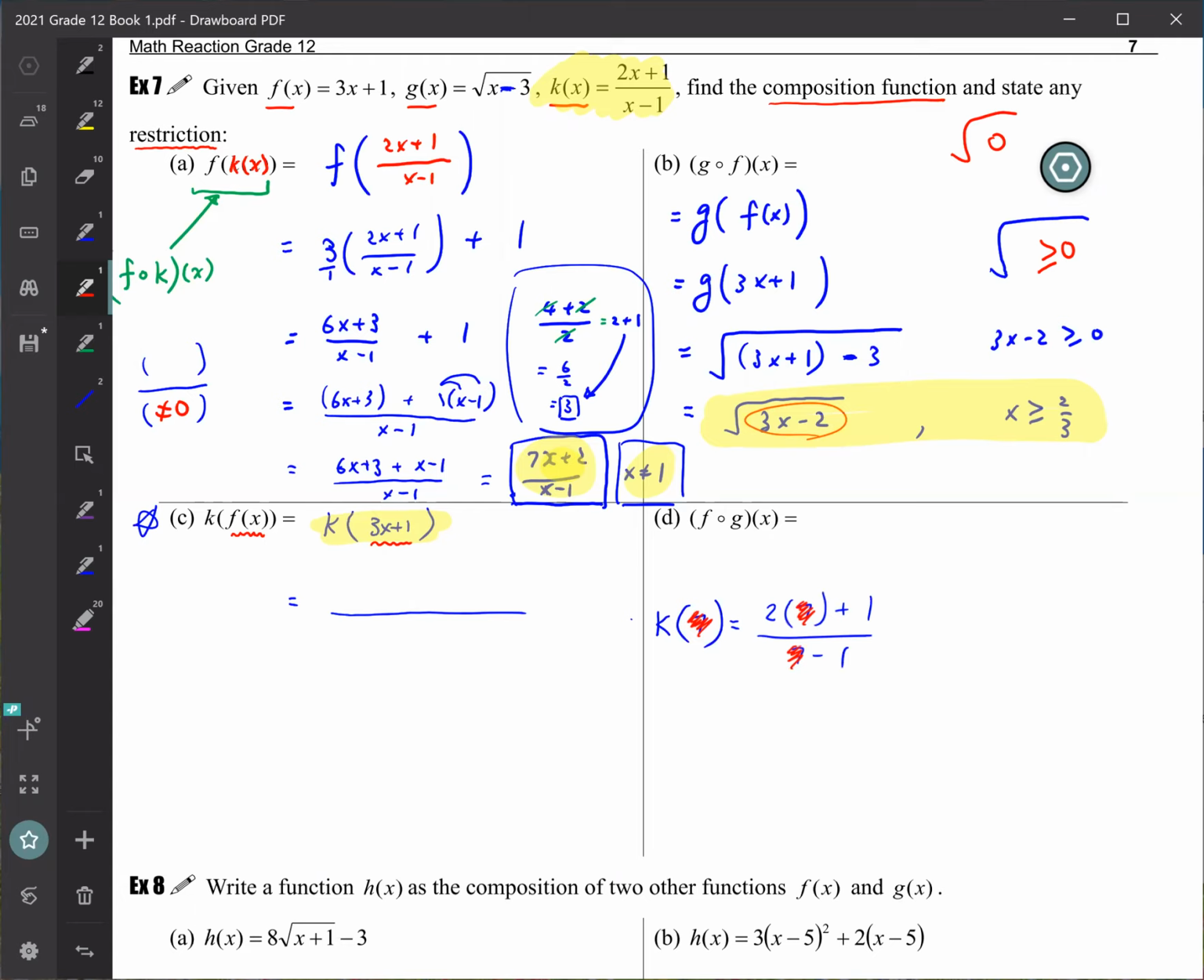Can you tell me again what it looks like? It'll be 2 bracket 3x plus 1, close bracket plus 1, then 3x plus 1 on the bottom plus 1. Minus 1, sorry. The k of x at the bottom is minus 1. So you need to replace the x with whatever is in the bracket. The bracket beside the k is not multiplying.